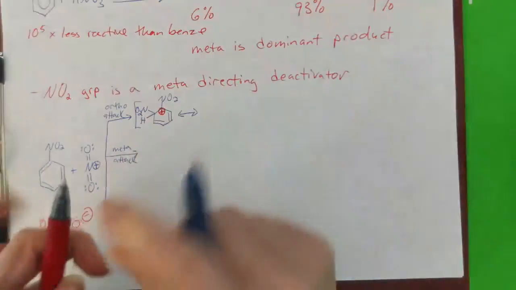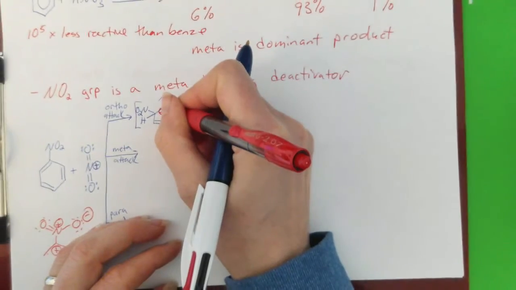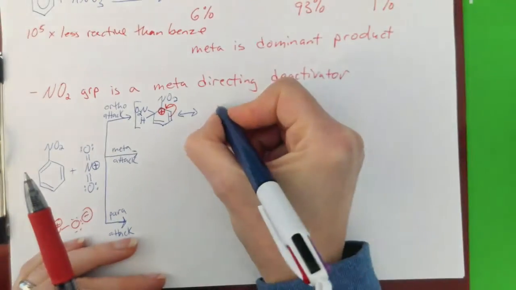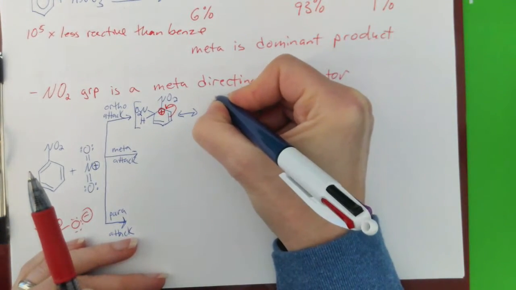So I'm going to take a pi bond. I'll just show it in red so it's easier to see. And I'm going to move it over here. Keep all of the atoms in the same location.